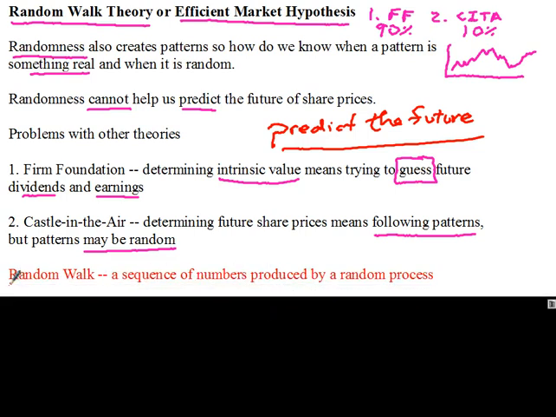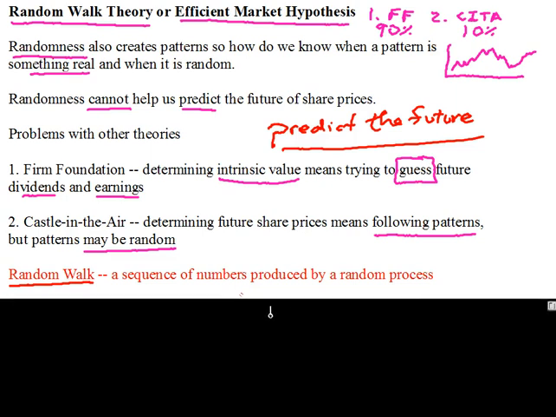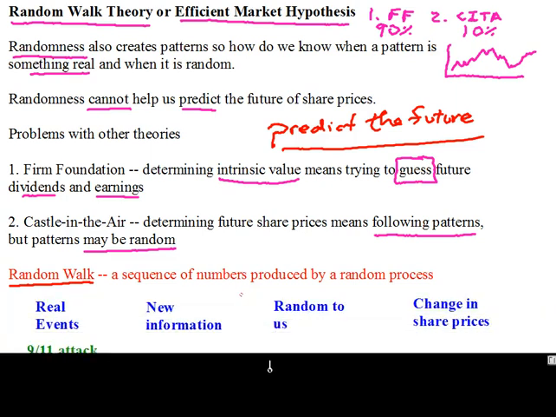Let's talk about what this word means, random walk. The term random walk is a mathematical term. It literally means a sequence of numbers produced by randomness, by a random process. Rolling dice, flipping a coin. These are random processes that could give us a sequence of randomly generated numbers. But again, the problem is those randomly generated numbers create patterns. Okay? So let's look at some examples to drive home this idea.